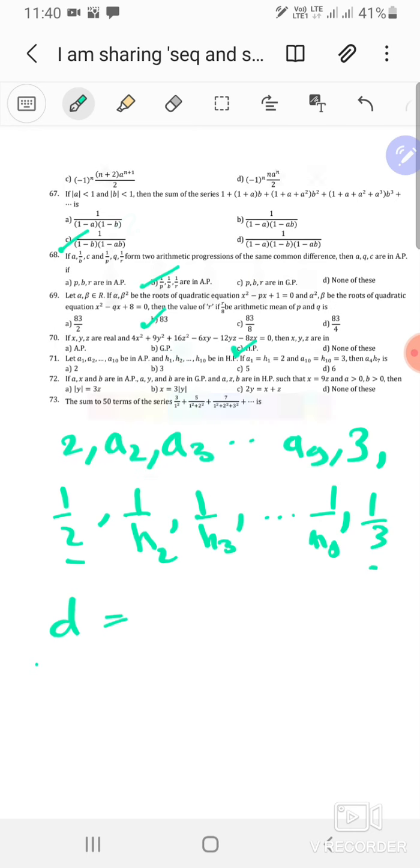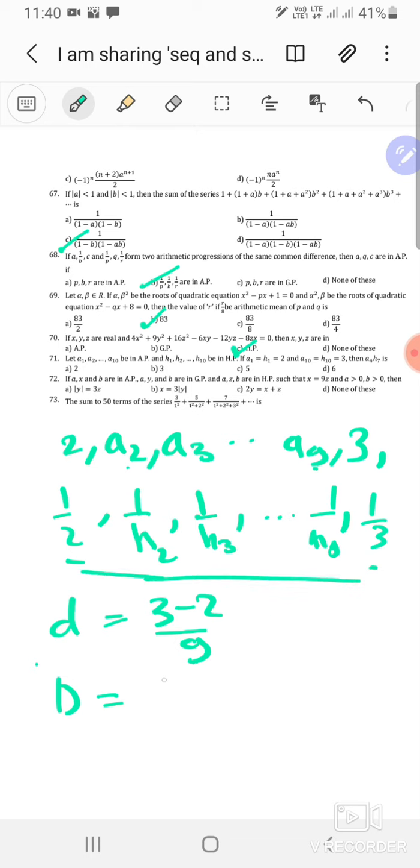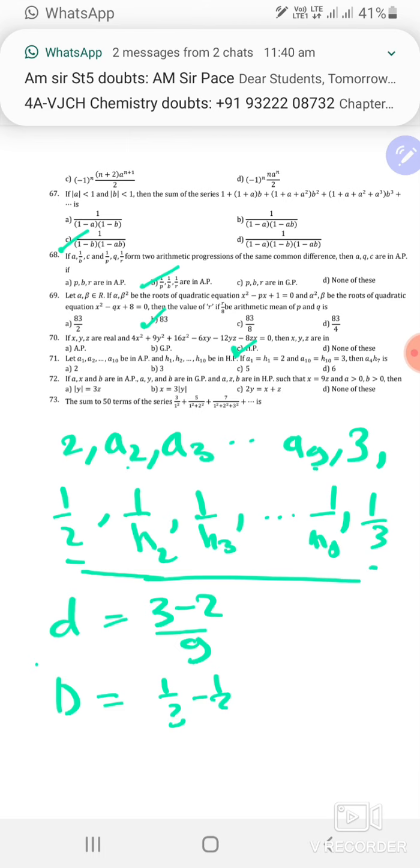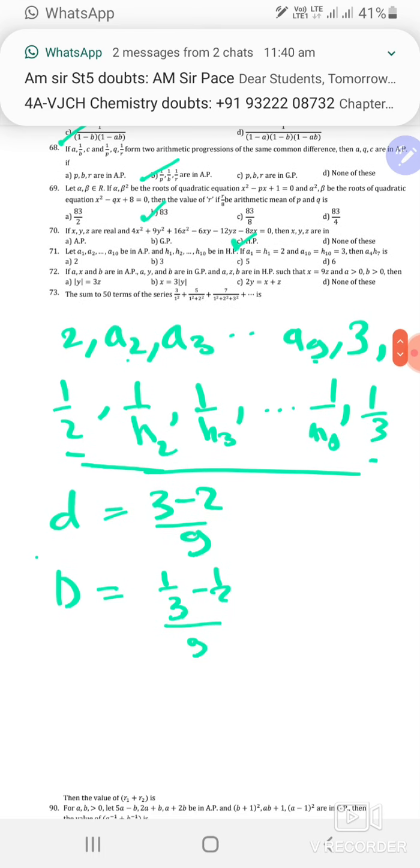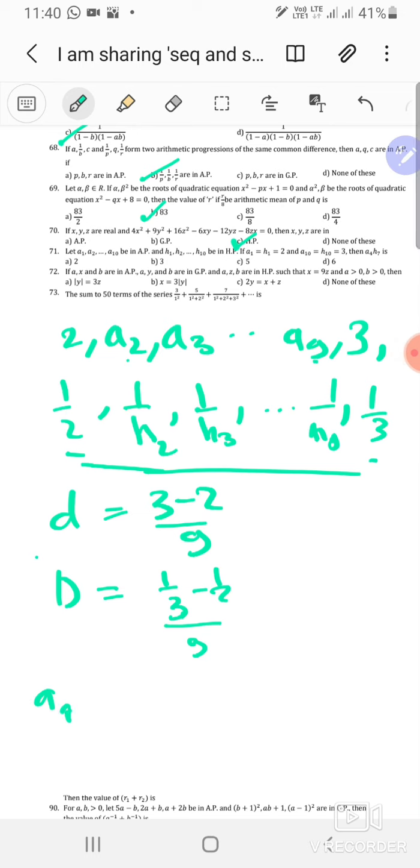So that has to be equal to, well, how many numbers are over here? From 2 to 9, there are 8 numbers, so you make 8 steps plus 1 step, so 9 steps. So d is 3 minus 2 upon 9, and capital D, which is the difference of this thing, has to be 1 by 3 minus 1 by 2 upon 9. That gives me 1 by 9 over there. This is actually equal to negative 1 by 6 into 9, something like that.